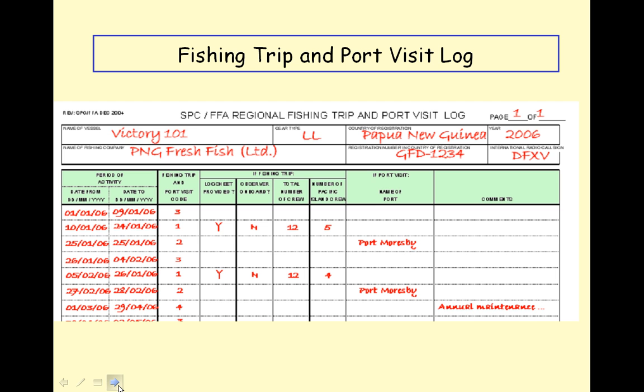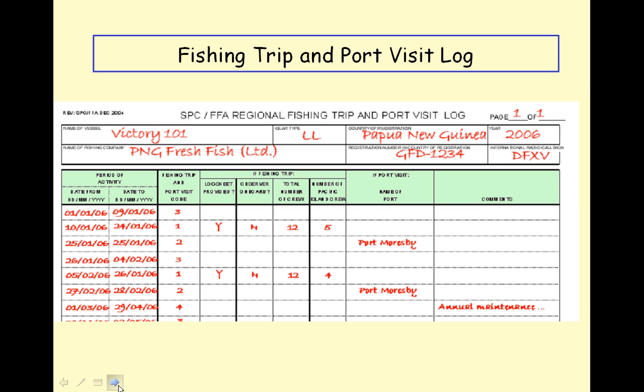In the header section, you'll see that there is the vessel name, the name of the company, the gear type, the country of registration of the vessel, the registration number, the calendar year, and the international call sign for the vessel. Check that these fields have all been filled in correctly.